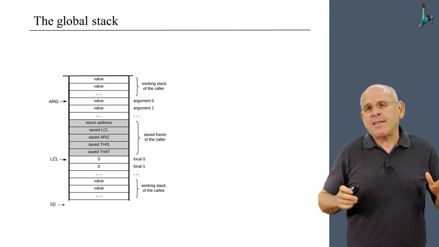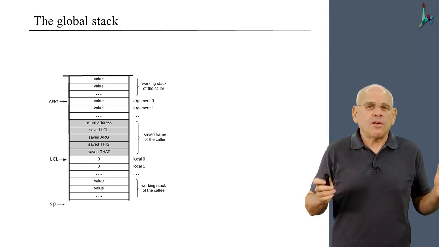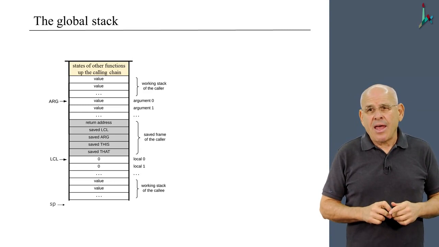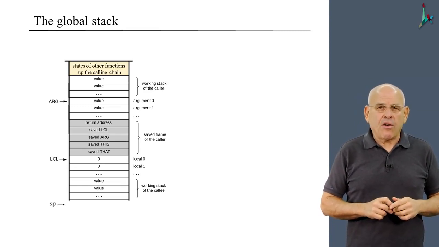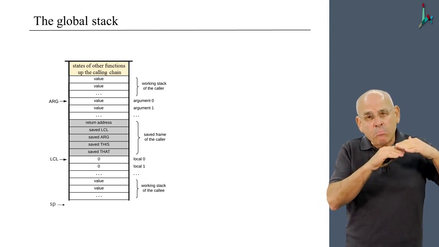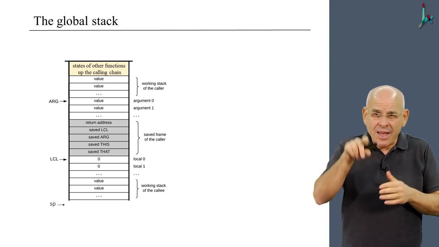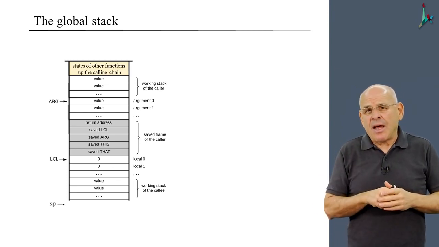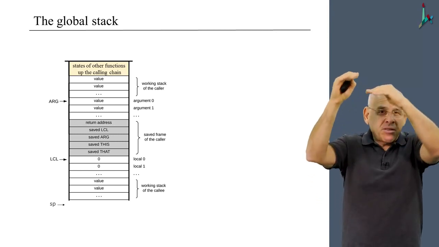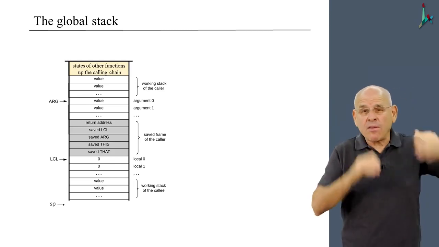And the other thing is that we are now in a position to introduce this notion of what we call the global stack. And think about it. Above this stack that we are growing here, there are more states of functions that are up the calling chain, right? Because in this example, we talked only about the caller and the callee, but there are many other pairs of callers and callees up the calling chain, and we have to maintain all these states also.